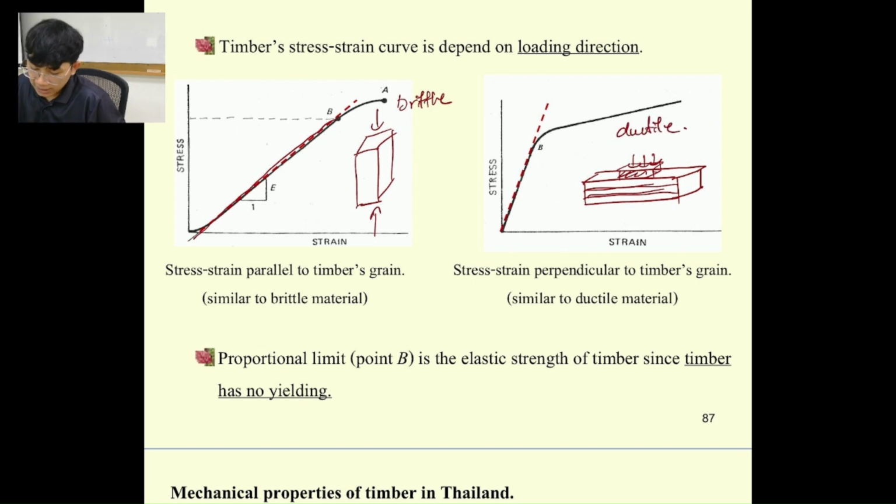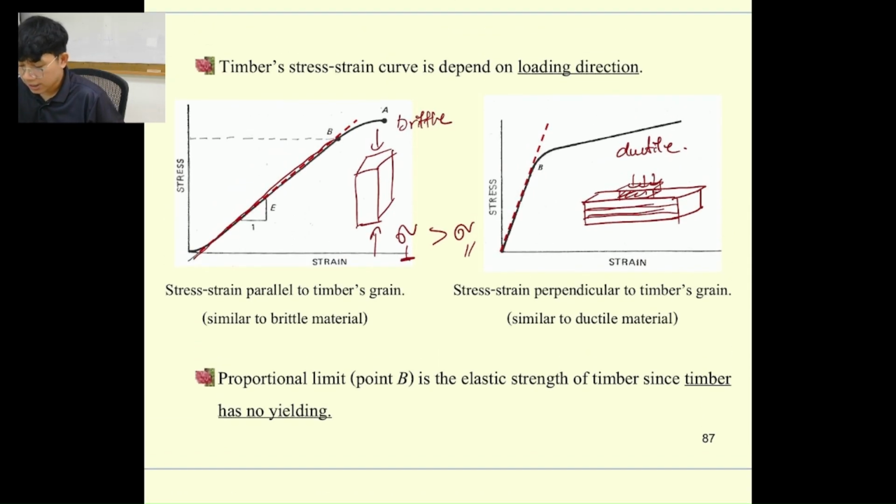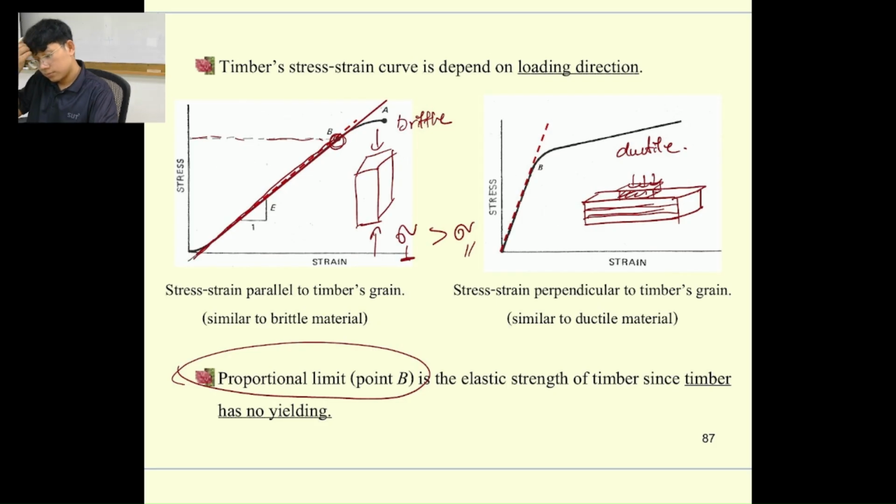But this one provides higher strength. This perpendicular stress is higher than stress in parallel. Okay, and finding the proportional limit from this graph is really hard because it does not have a clear point. So we're going to use the proportional limit of point B only. We pull out the linear line, and the point that cuts the curvature between these two, we call point B, and this is going to be the proportional limit of it.